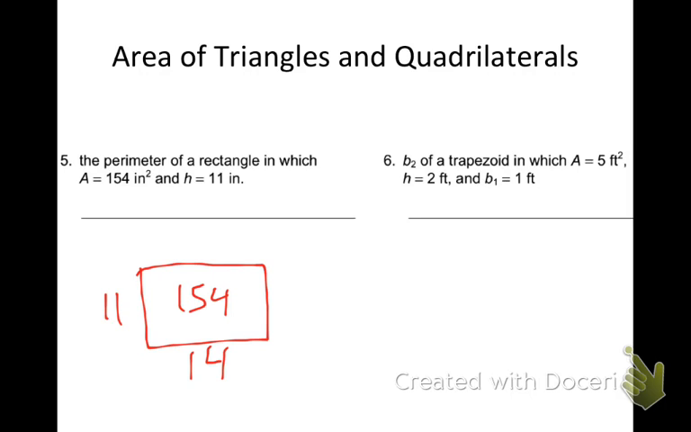But then I need to answer the question. The question says, what's the perimeter? What's my perimeter then, Ryan? 50 inches. Nice job. And I get that from adding up the sides around. All right, number 6 is the tough one.